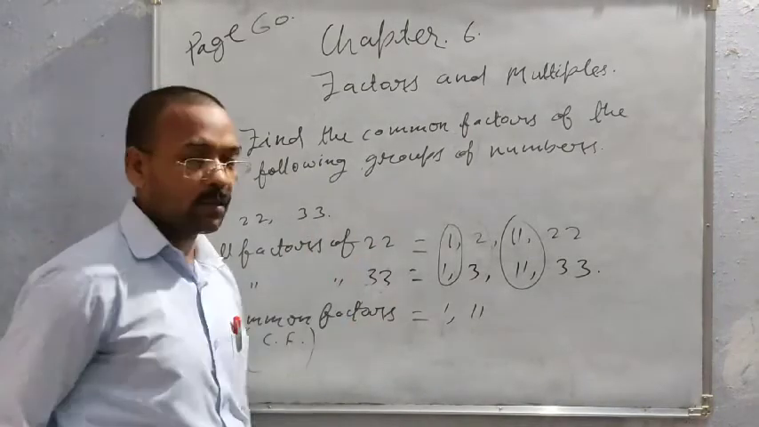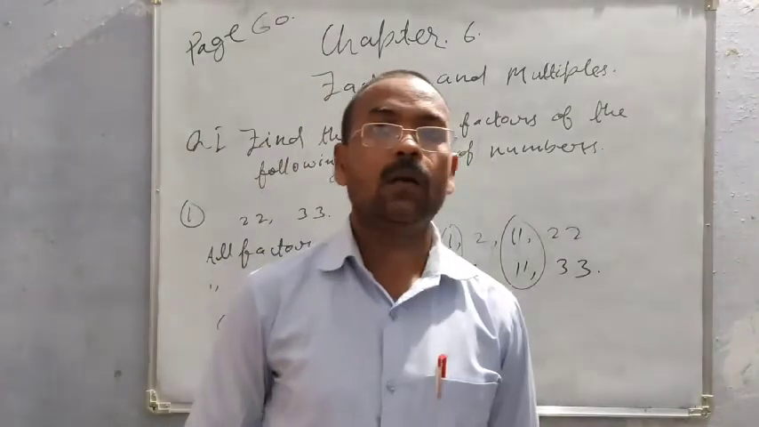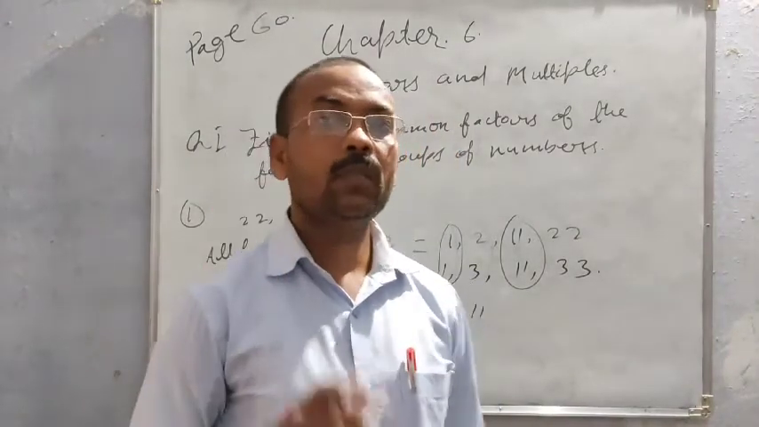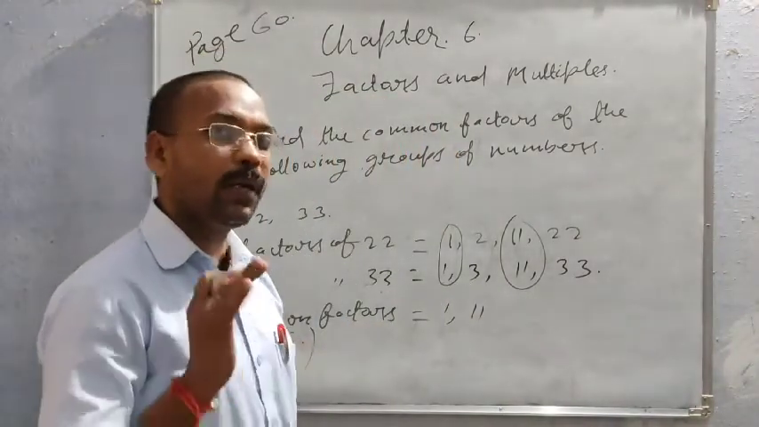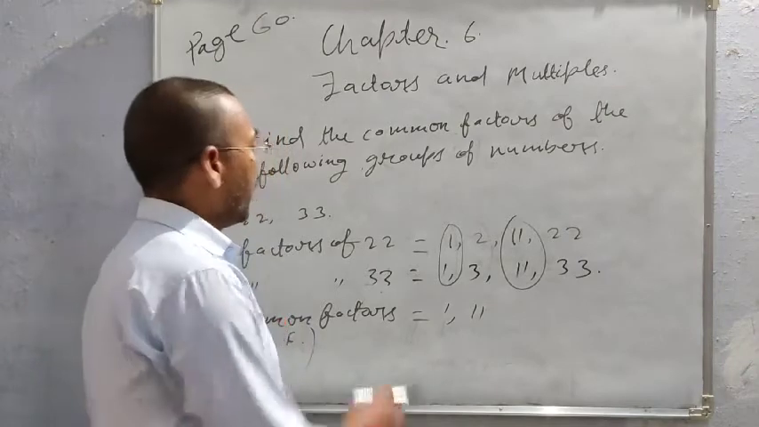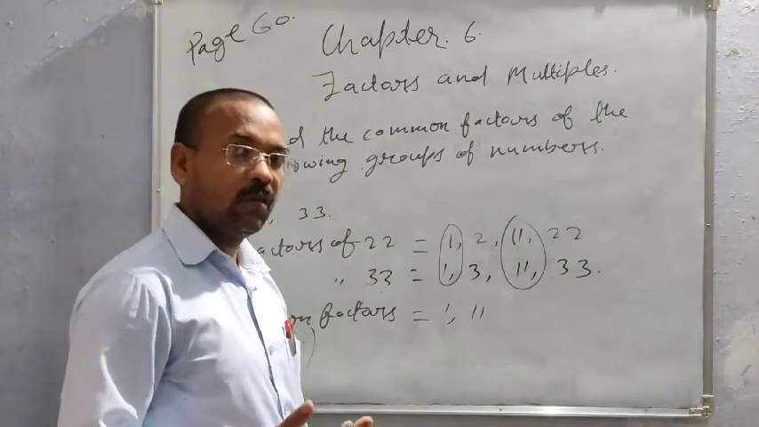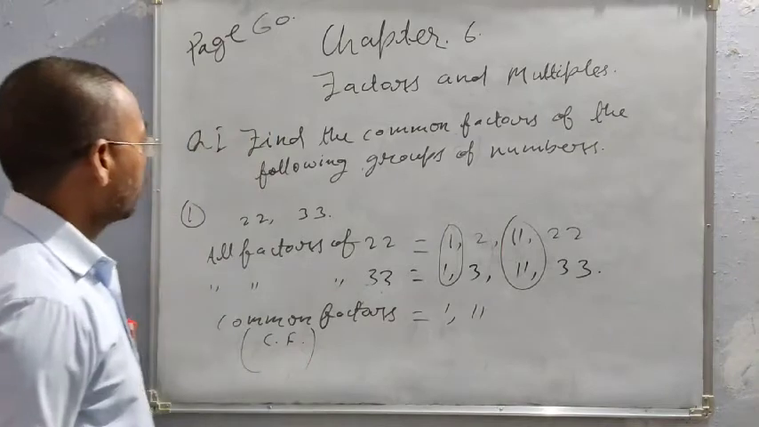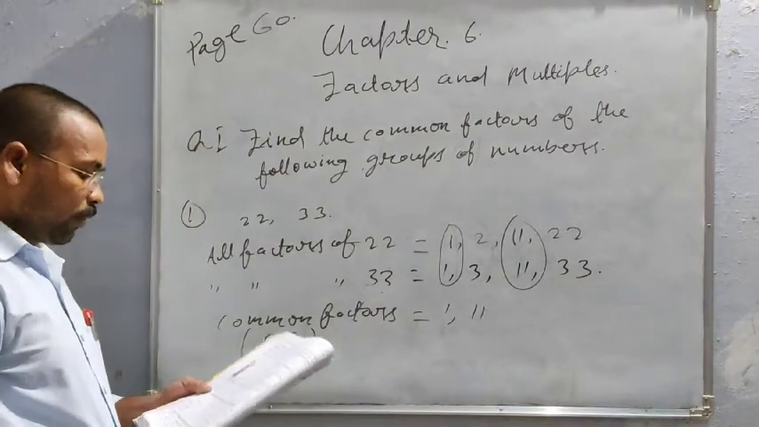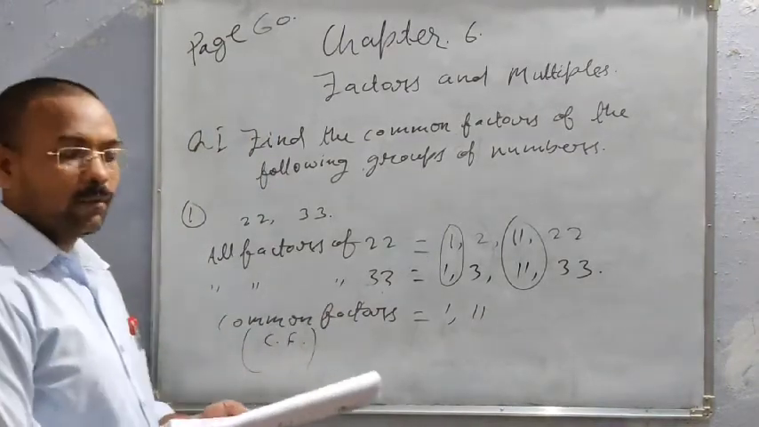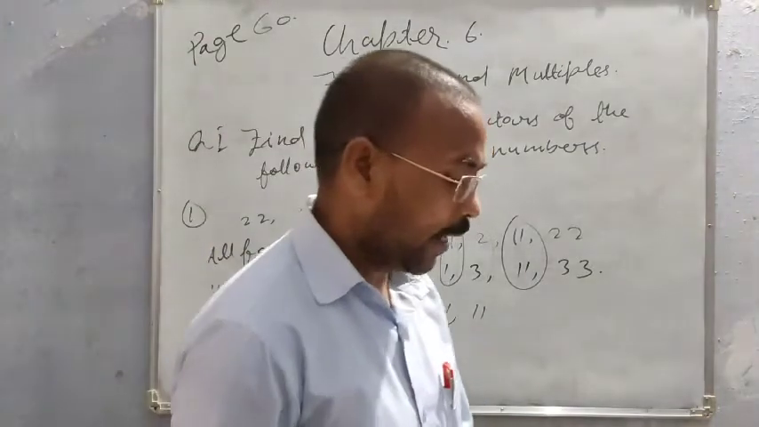So the common factors of 22 and 33 are 1 and 11. That is, 1 and 11 both divide 22 and 33. So now you have to do the third one here. The second will be homework. So let's start with the third one.